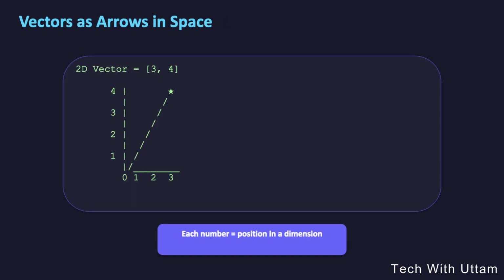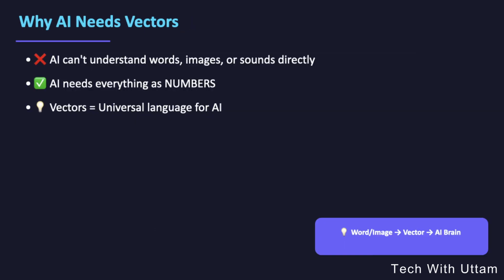You can also think of a vector as an arrow in space. This 2D vector (3, 4) points to a specific location. The first number tells us how far to go right, the second tells us how far to go up. Now here's where it gets interesting for AI.